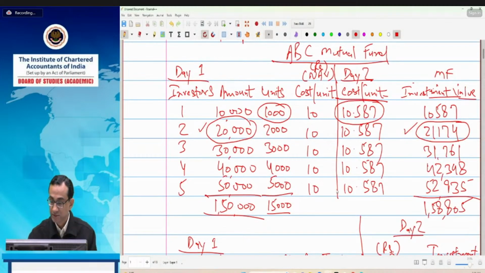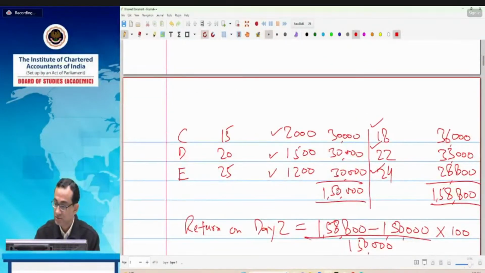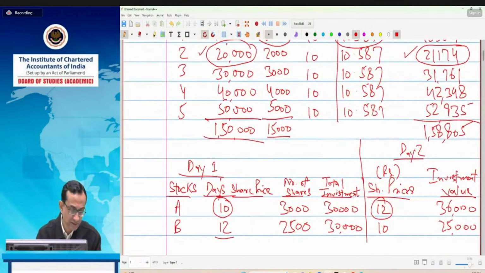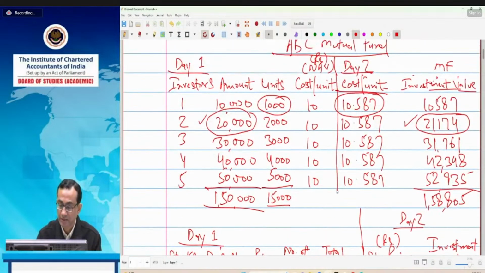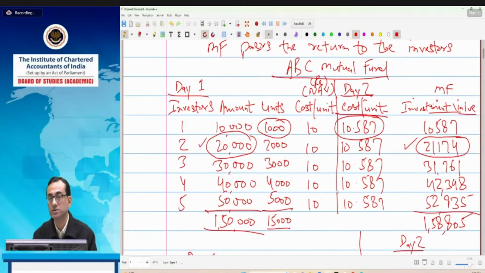1,58,805. So you see that in case of the shares, the stocks, the value is 1,58,800. This minor difference is basically because of some rounding off. So it is basically the same. Okay, so this is how the mutual fund actually works. I have taken a very simple example. There are various complexities also, and there will be some practical problems later on. If you understand this, then you will be able to understand the concept later on and able to do the practical problems also.